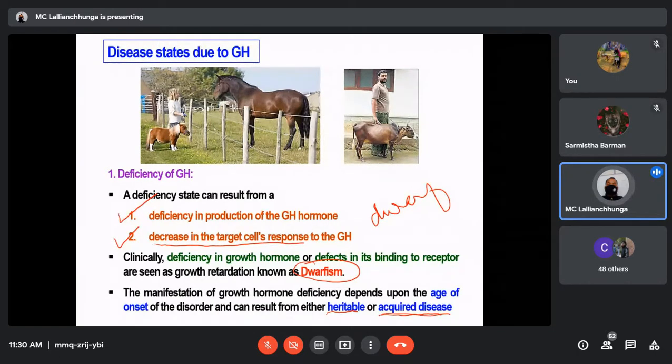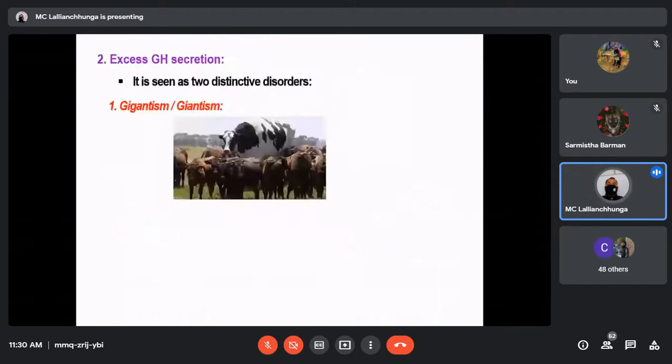But if it is somewhat late, maybe during adolescence, the manifestation may not be remarkable or it may not be manifested to a great extent. So this is the deficiency of growth hormone. The condition is known as dwarfism. Now the opposite condition, excess growth hormone secretion. It is seen as two distinctive disorders. So in this condition, there is too much secretion of the growth hormone. Number one disorder is gigantism or giantism.